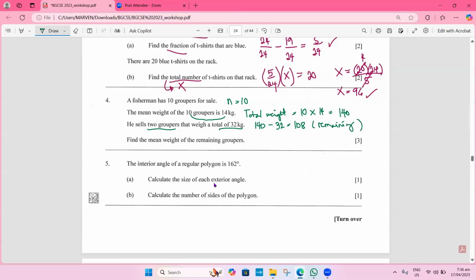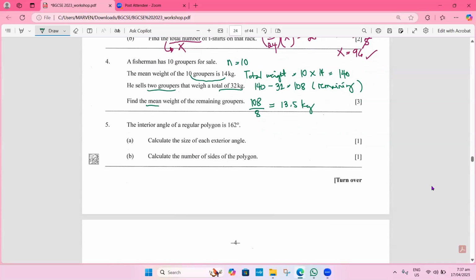Okay? Find the mean weight of the remaining groupers. So that 108 is composed of 8 groupers since 2 are sold. To get the mean, we need to divide the total by the number of groupers. So we have 108 divided by 8. So it will give you 13.5 kilograms. So that is the mean weight of the remaining 8 groupers. Question? Okay. Let's proceed to number 5.